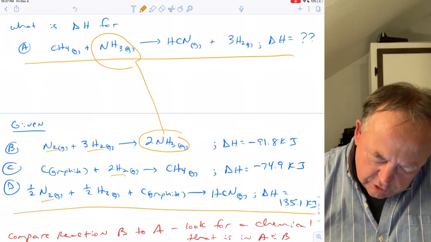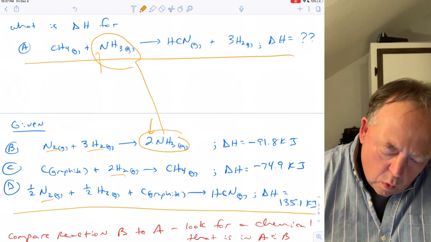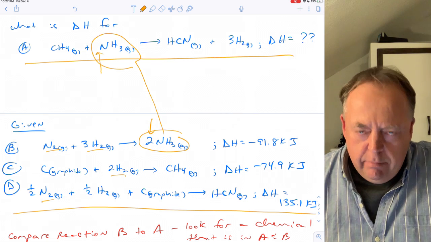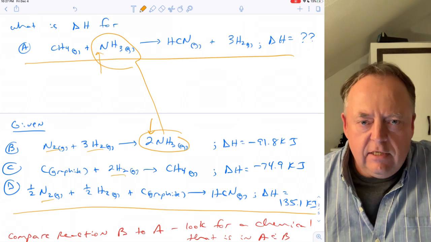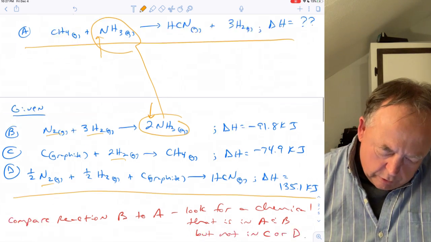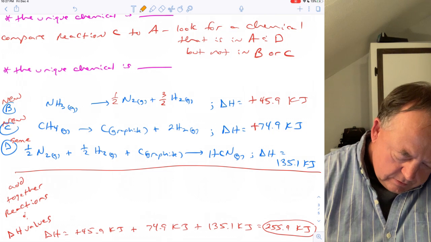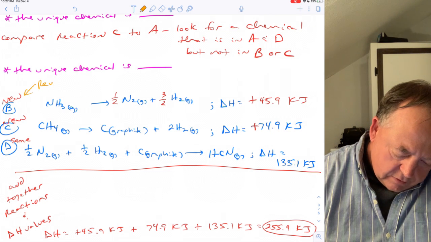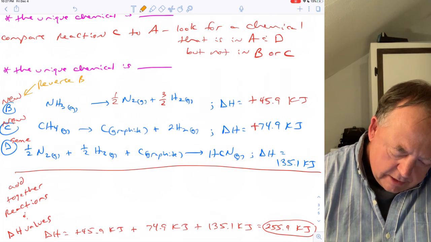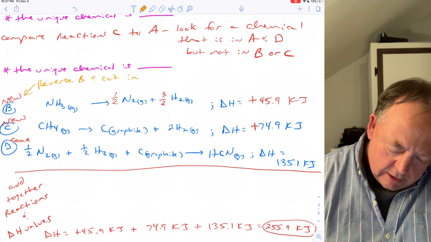But also we have two NH3s here, but only one there. So we need to cut B in half, which means we need to divide delta H by 2. So we're going to take B and flip it. We're going to reverse B and cut in half.